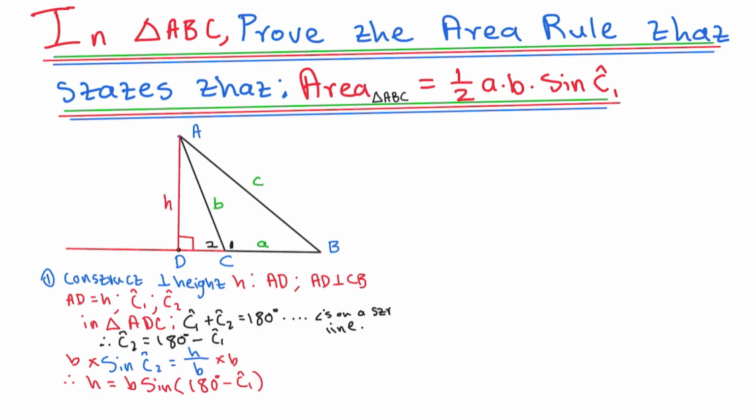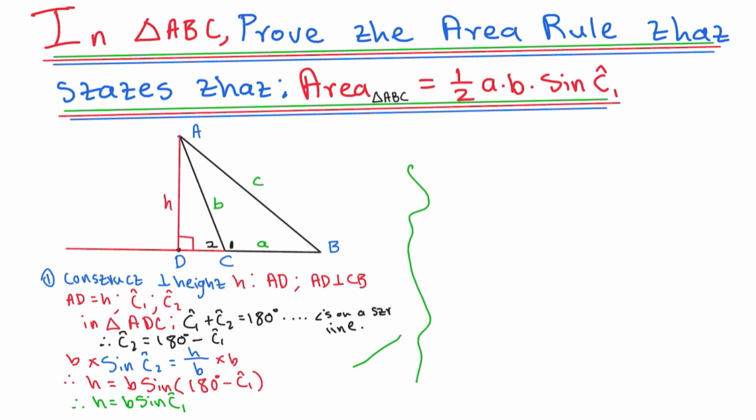That makes sense, right? Now remember, with the mnemonic, when I have 180 minus an angle, it's going to be in the second quadrant. And in the second quadrant, sine is positive, which means sine of 180 minus C1 just gives me sine C1, because sine is positive. So therefore, H is equal to B sine C1. And I made H the subject of the formula. So this is the first step.